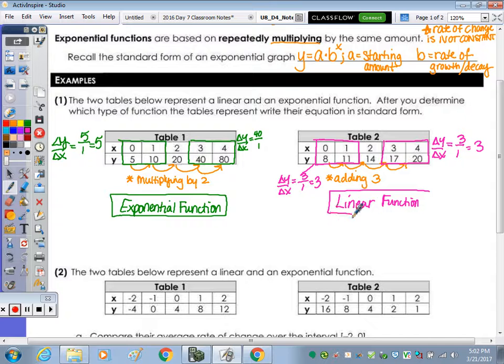Now to write the equations. Let's start with the linear, as that's the one we just finished. So y equals mx plus b. We just calculated a slope. So we know our slope is 3. And then our b value, right here is the point 0, 8. The y-intercept always has an x value of 0, as that's the point where the graph crosses the y-axis. So our b value is 8. So putting it together, y equals mx plus b would be y equals 3x plus 8.